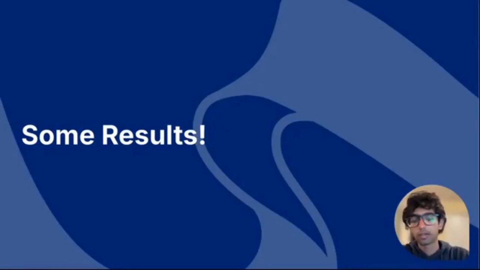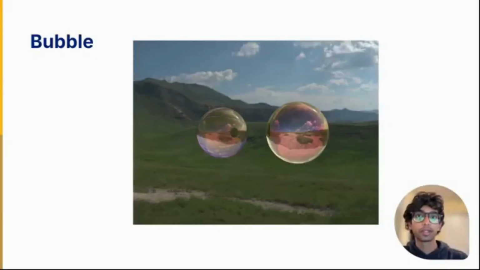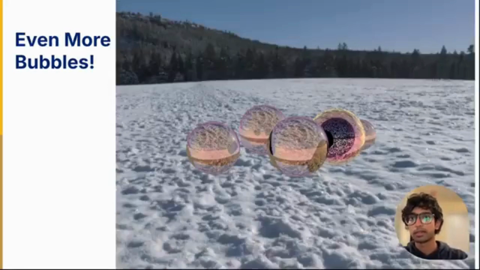Now time for some results. You're going to see some beautiful bubbles with really nice spectral highlights and reflections, and you can see that the one on the right has a 500 nanometer wavelength and the one on the left has a 700 nanometer wavelength, and this results in different reflections. And you can see there are a lot of different bubbles over here.